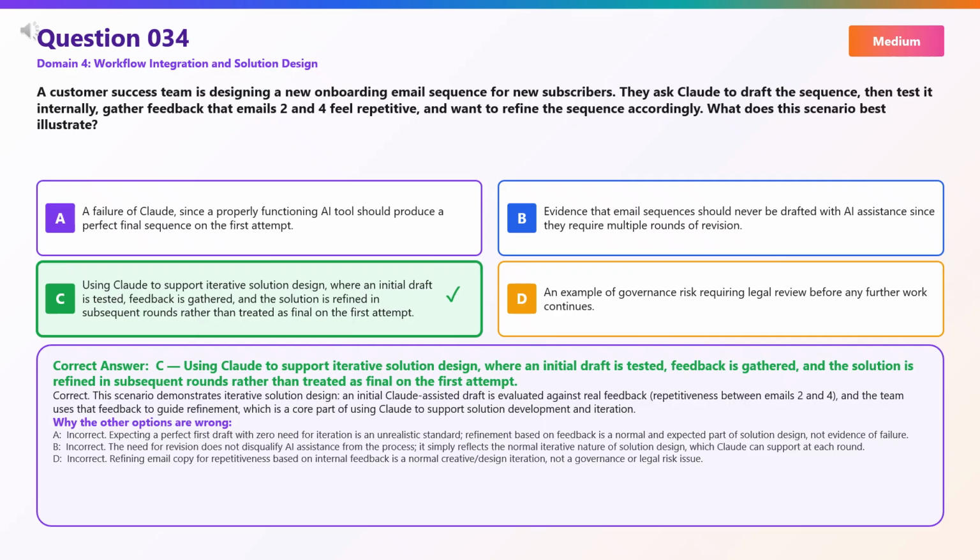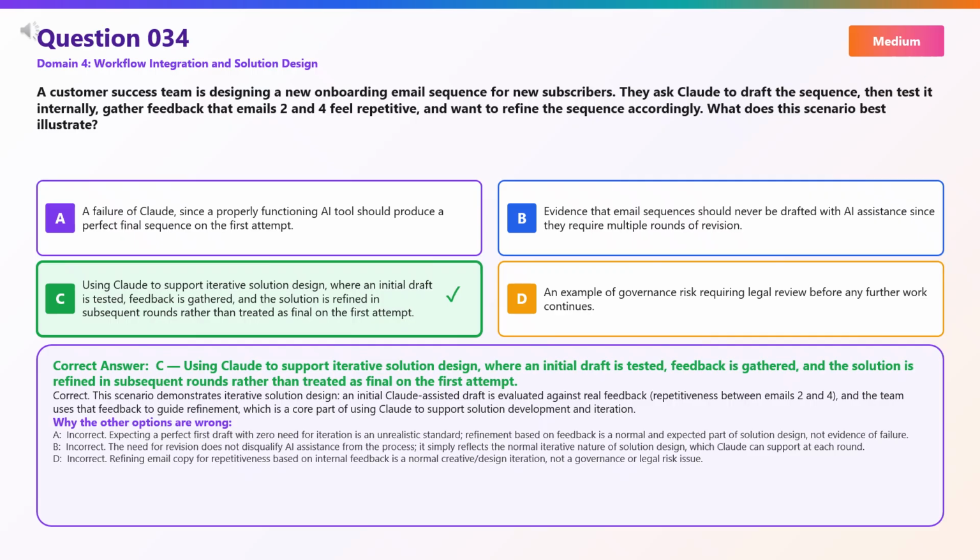Now, why the other options are wrong? A. A failure of Claude, since a properly functioning AI tool should produce a perfect final sequence on the first attempt, is incorrect. Expecting a perfect first draft with zero need for iteration is an unrealistic standard. Refinement based on feedback is a normal and expected part of solution design, not evidence of failure.